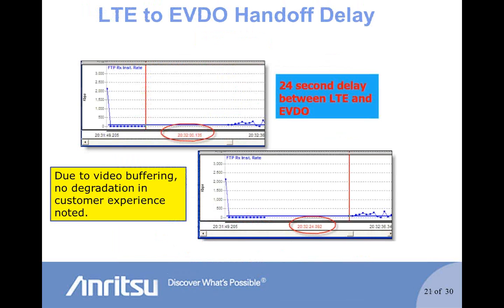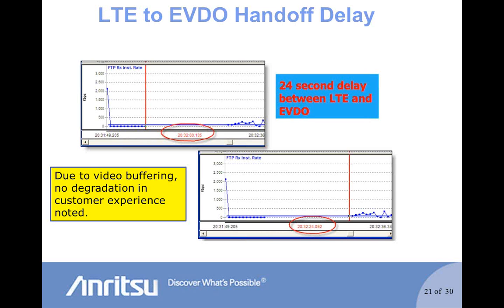So what does that mean? What does that mean to the customer? If you're a customer and you know nothing about LTE to EVDO handoffs, what's your experience? So as you're watching a YouTube video, what do you see or what do you experience during that time? And in this case, there was buffering that took place, so you noticed no hiccups whatsoever during the testing.